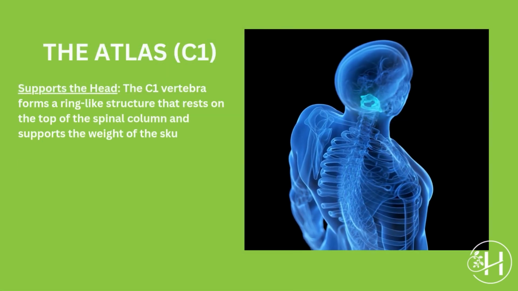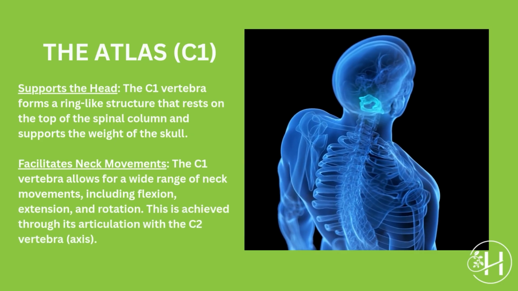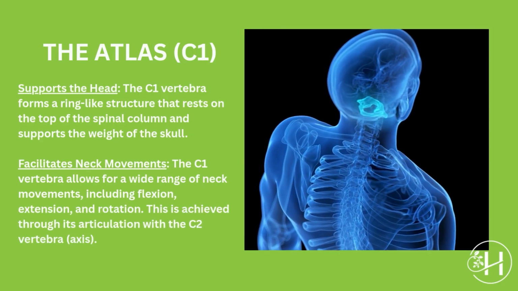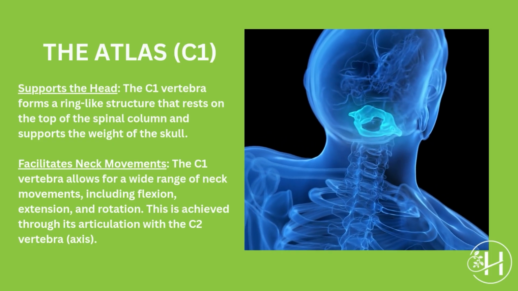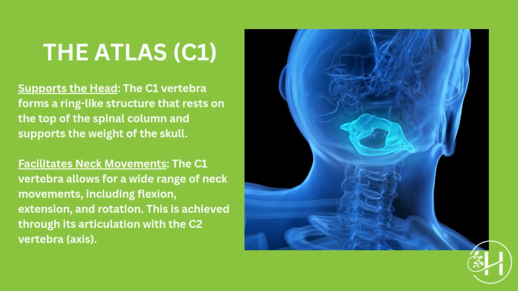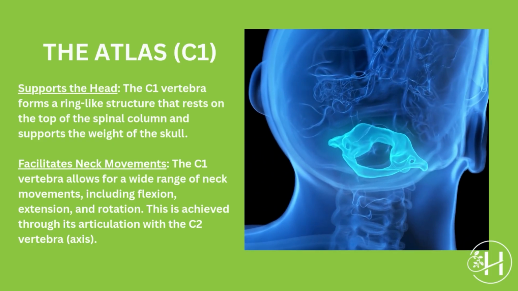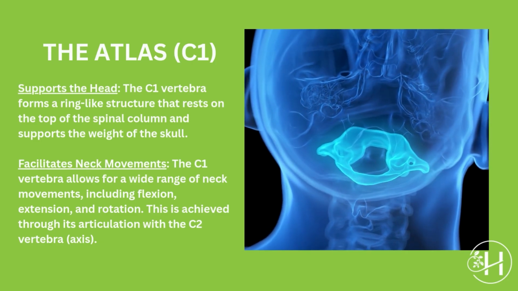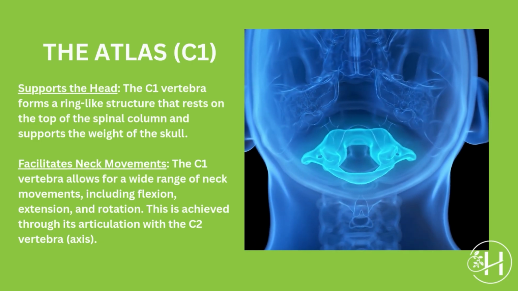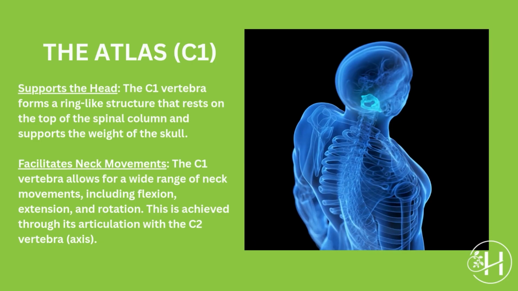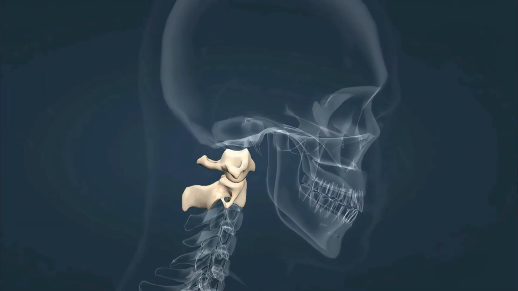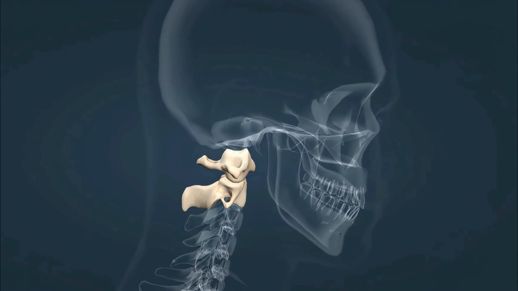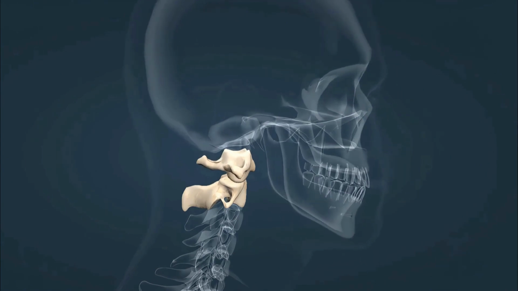The atlas, or the C1, supports the head. The C1 vertebra forms a ring-like structure that rests on the top of the spinal column and supports the weight of the skull. It facilitates neck movements. The C1 vertebra allows for a wide range of neck movements, including flexion, extension, and rotation. This is achieved through its articulation with the C2 vertebra, or the axis. Here on the model, you see flexion, extension, and rotation.